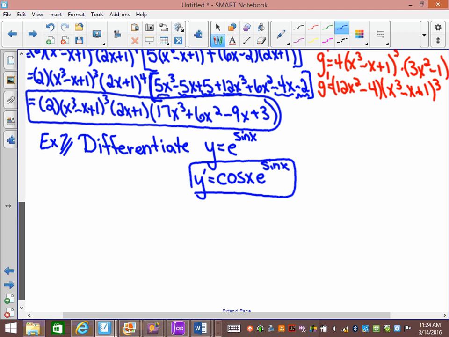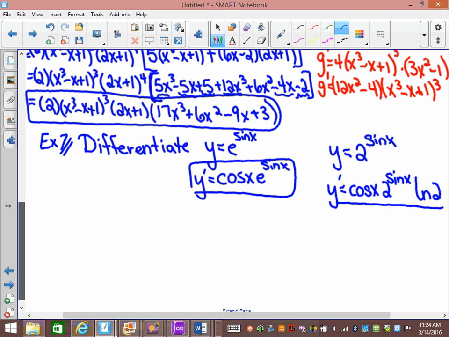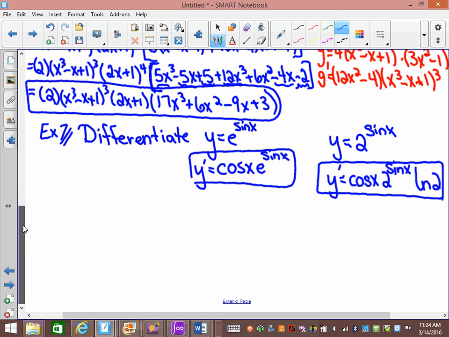What happens if I gave you y equals 2 to the sine x? What's the only thing that would change? Exponent, take the derivative of it, drop it in front. So cos x, 2 to the sine x, exactly the same as the other one, except you'd end up with a ln 2 at the back, because ln 2 doesn't turn to 1 like ln e does. That's the only difference.